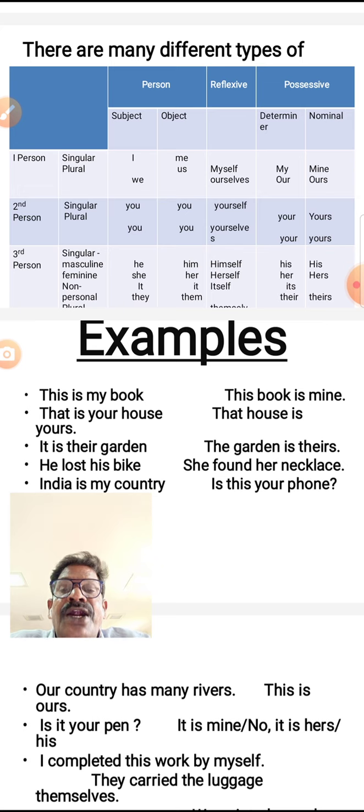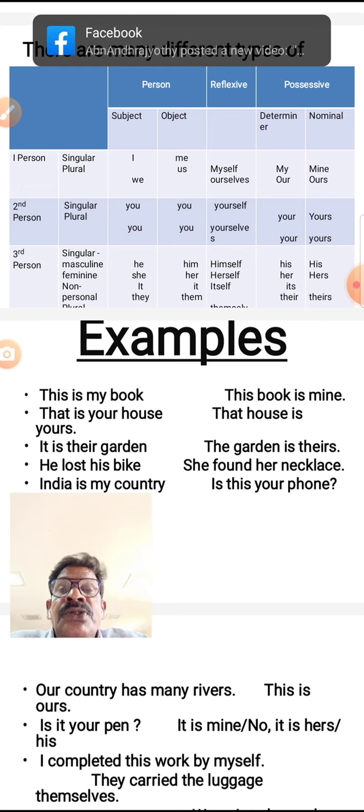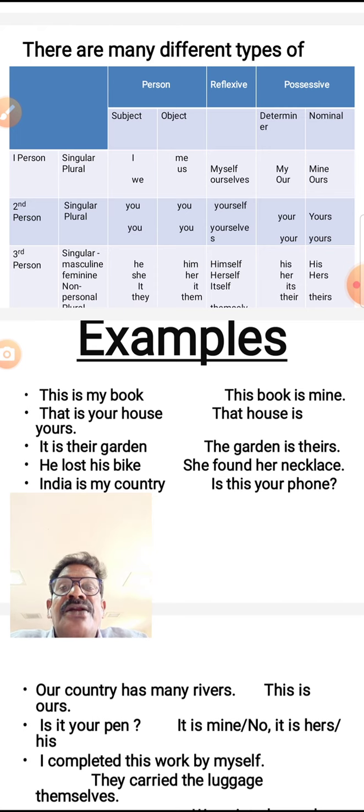Right. And now look at the third sentence. It is their garden. The garden is theirs. Here it is being used as plural. It is their garden. The garden is theirs.